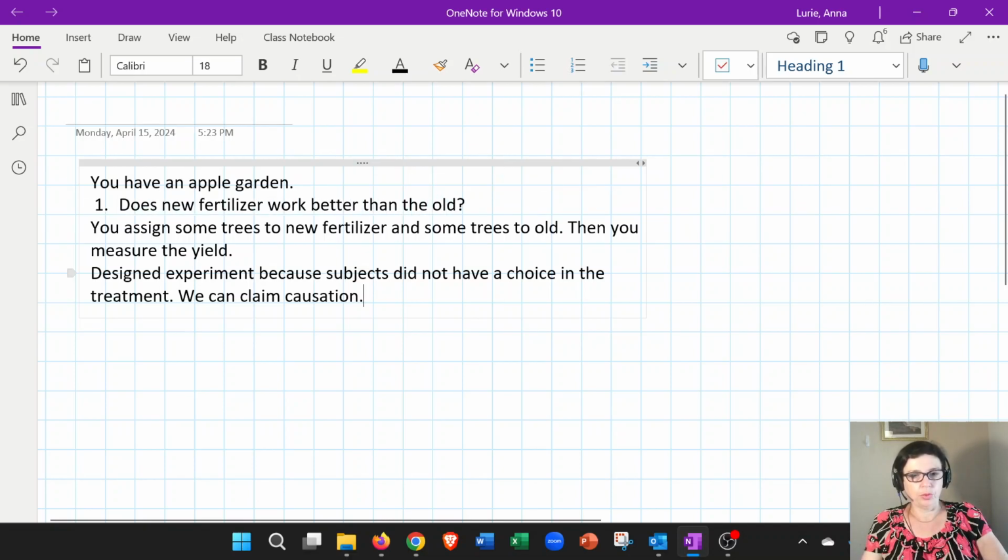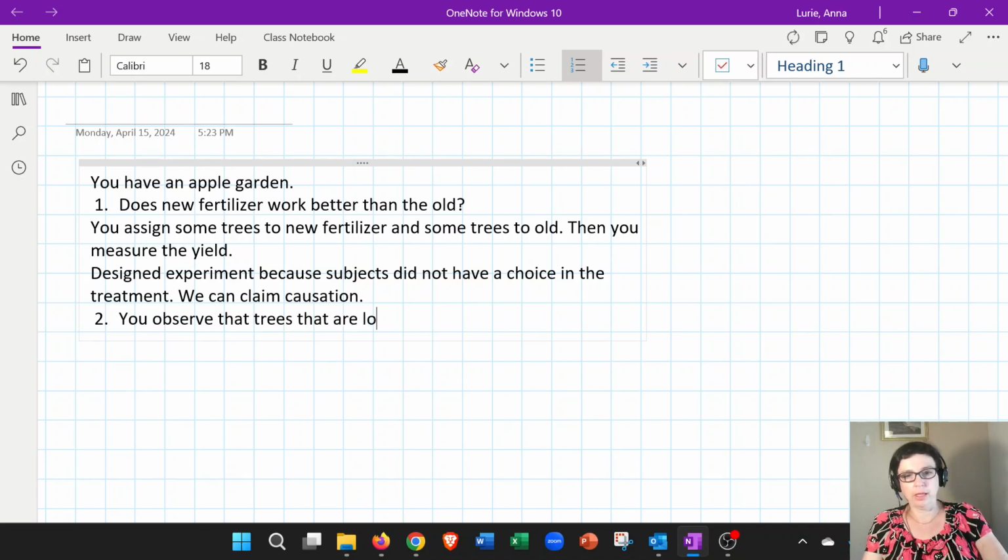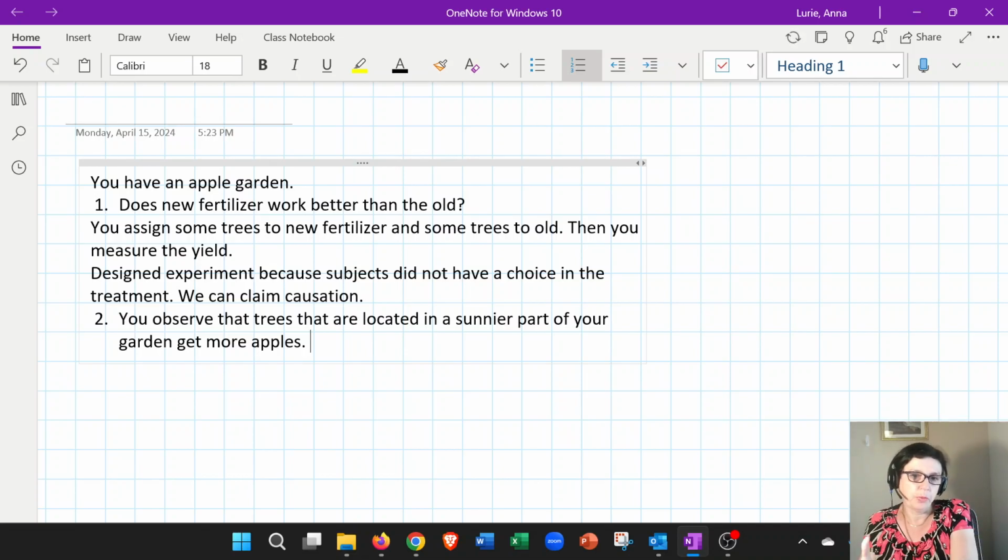Now, number two could be something like this. You observe that trees that are located in a sunnier part of your garden get more apples. So you tell yourself, okay, well, it looks like this part of my garden gets more sun, and that's why there are more apples. Now, the problem with that is that this is an observational study.